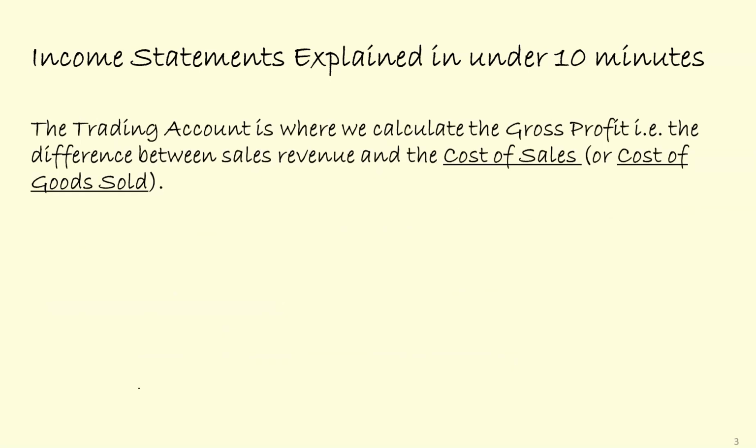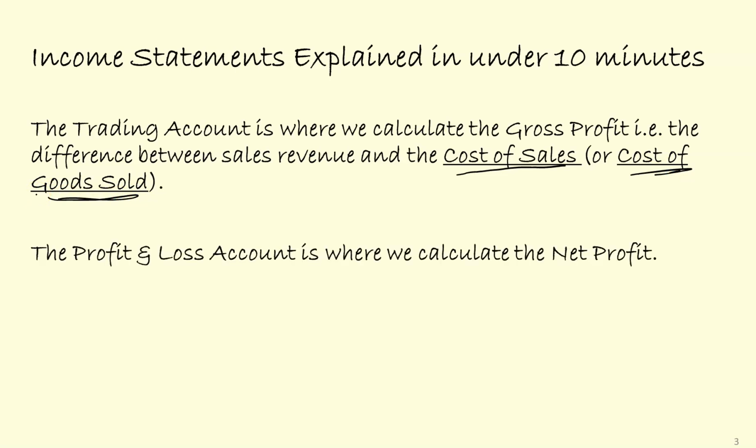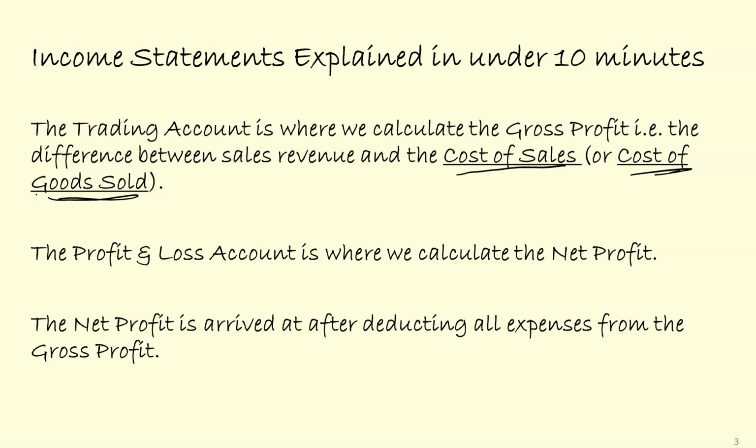The trading account is where we calculate the gross profit, i.e. the difference between the sales revenue and the cost of sales. Cost of sales, or sometimes the term cost of goods sold, is used. The two terms are interchangeable. The profit and loss account is where we calculate the net profit. The net profit is arrived at after deducting all expenses from the gross profit.